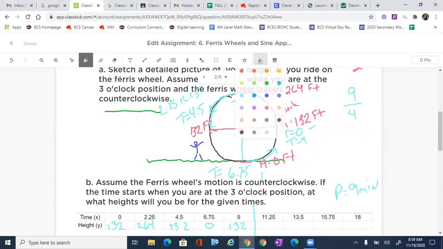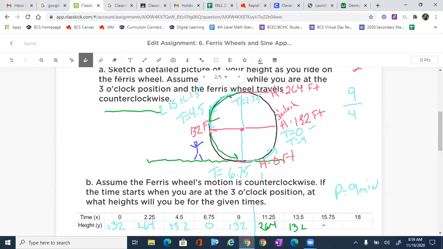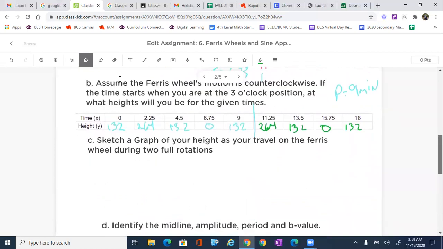We can continue going because that's what it wants us to do. If we go another 2.25, it brings us back to the top, 264. At 13.5, we're back down here at 132, and 15.75 brings us down to a height of 0. Then back at 18, for our second rotation ending, we are back at 132. So the question is, now sketch a graph of where your height should be as you travel this Ferris wheel during the two full rotations. So let's do that.